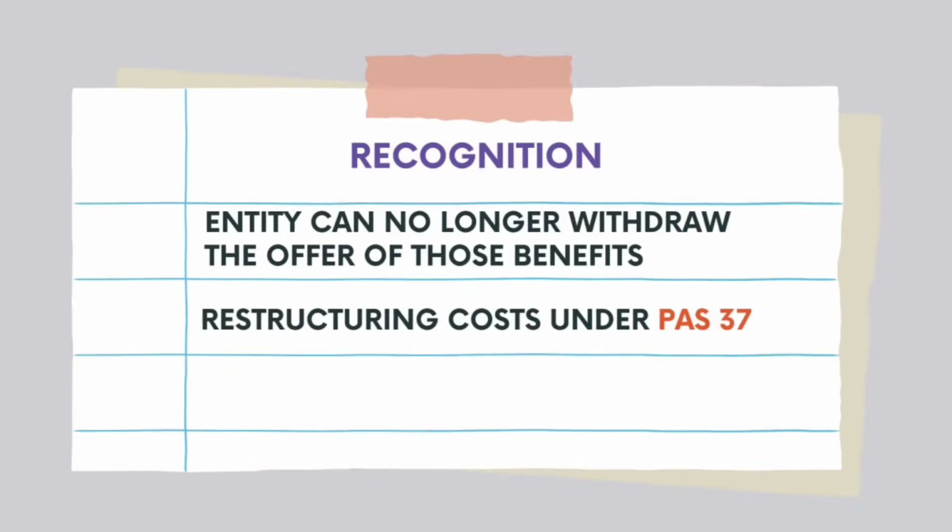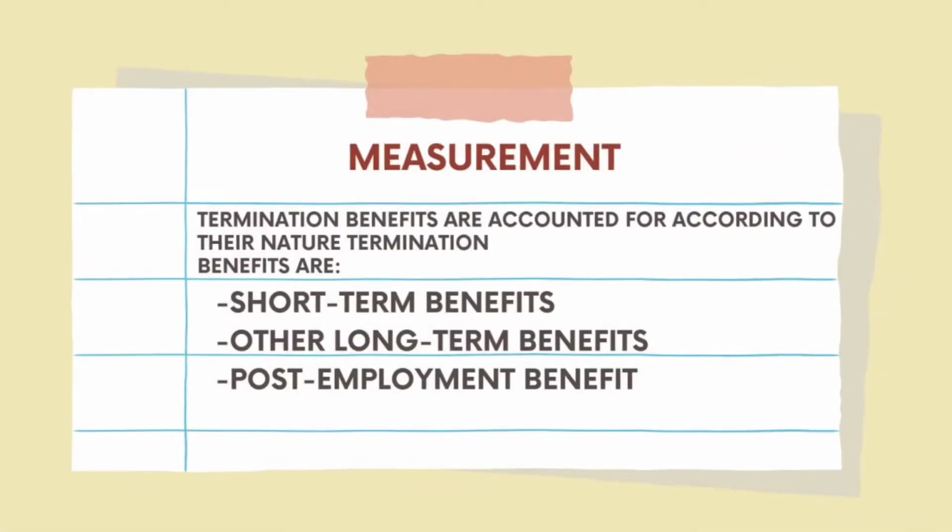The entity can no longer withdraw the offer of those benefits, and restructuring costs under PAS 37 involve payment of termination benefits. For the measurement, termination benefits are accounted for according to their nature. First is short-term benefits, when payable within 12 months. When payable beyond 12 months, they are other long-term benefits. While enhancements of post-employment benefits are accounted for as post-employment benefits.